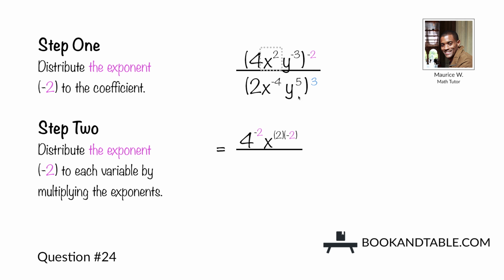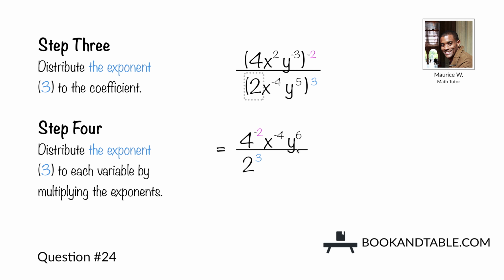Step 2, distribute the exponent negative 2 to each variable by multiplying the exponents. So we distribute the negative 2 to our x to give us x to a power of 2 times negative 2, which gives you x to the negative 4. For y, we have y to the negative 3 to a power of negative 2, which gives you y to positive 6. Negative 3 times negative 2 is positive 6.